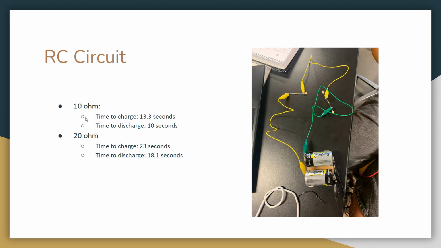So for the 10 ohm, we found that the time to charge was 13.3 seconds and the time to discharge was 10 seconds. For the 20 ohm, we found that the time to charge was 23 seconds and the time to discharge was 18.1 seconds.